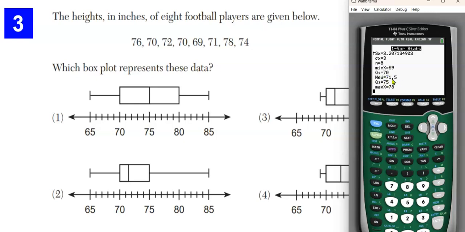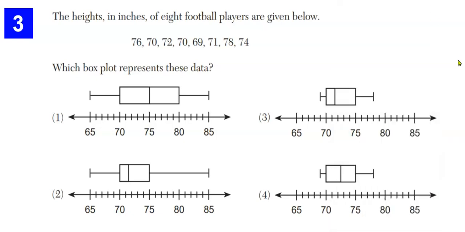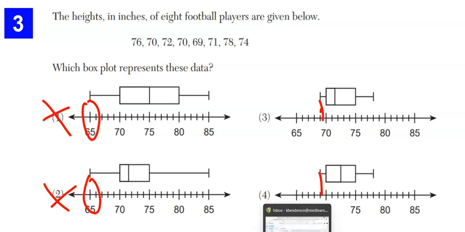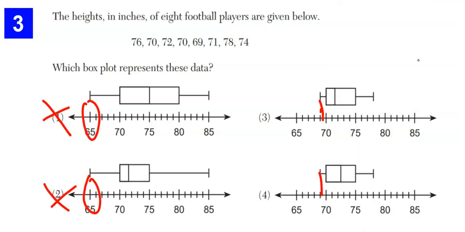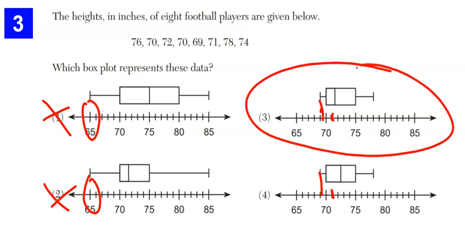And I can see here that the median is 71.5 and the min is 69. So I'm going to take a look here at my min. So these two are out. Min, these two are in. And then the median we saw was 71.5. So this is 71. And that makes this one the correct graph, since this one is too high.